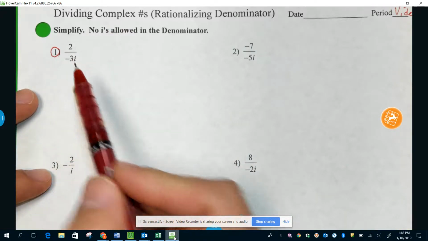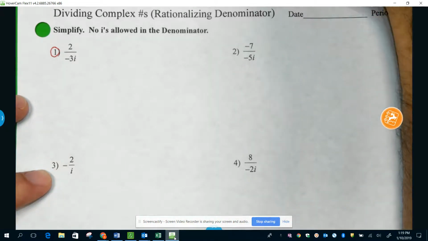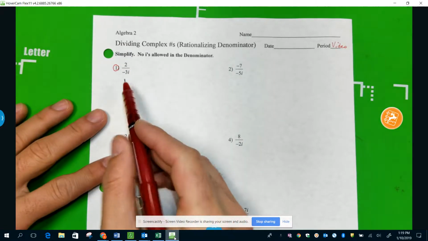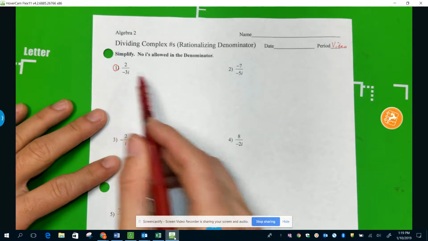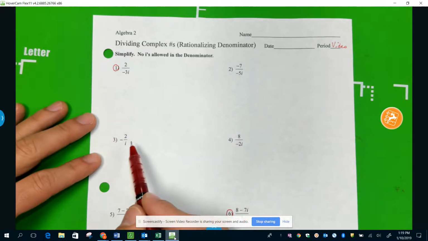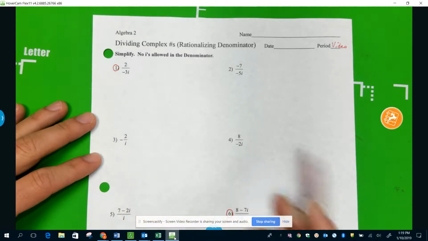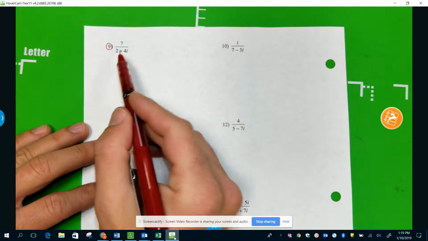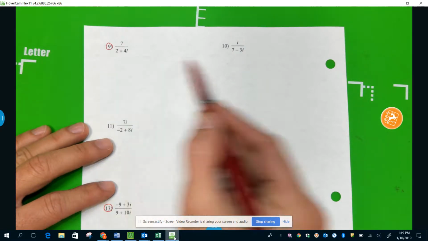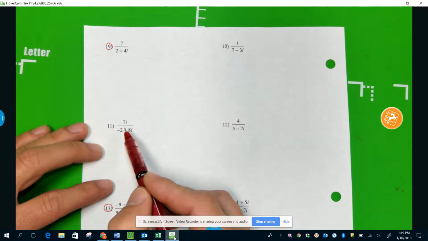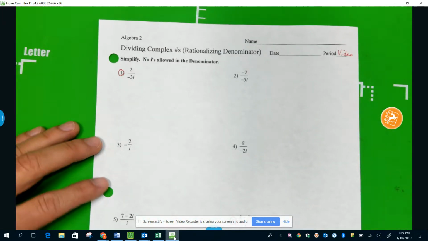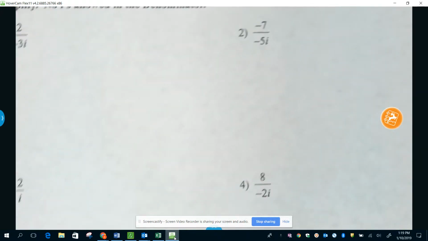Now, if you'll notice on this first page, every problem on this first page has a single term in my denominator. They all have a single term. Now the back page, they all have multiple terms: two terms in the denominator. So we're going to do them differently depending on how many terms are in the denominator.